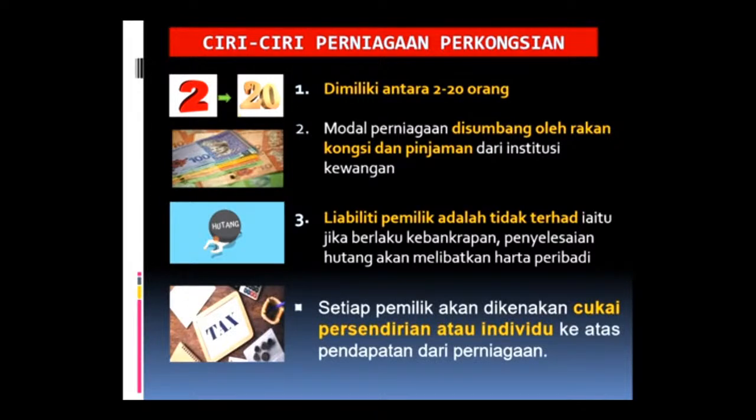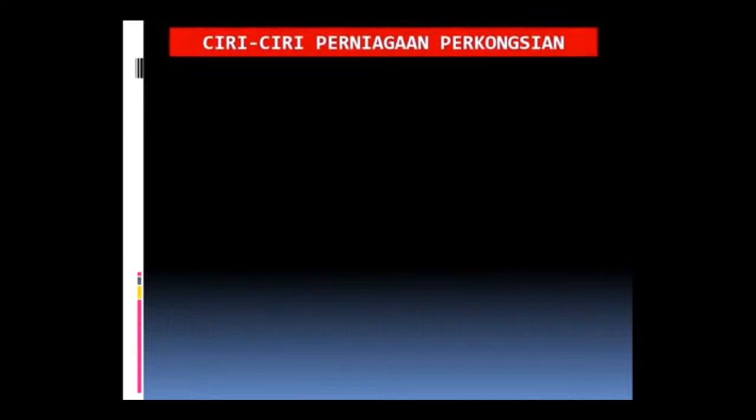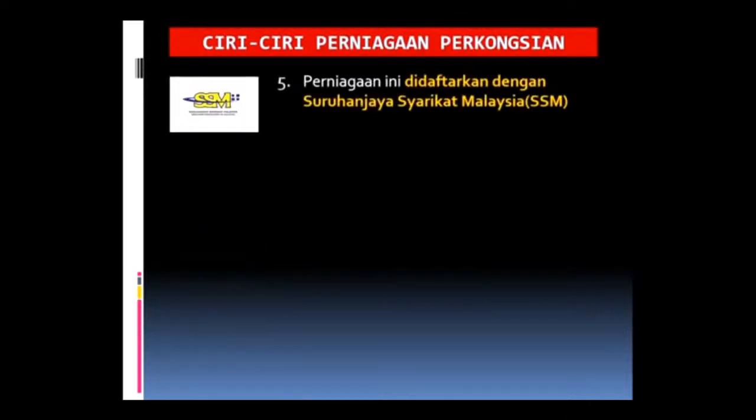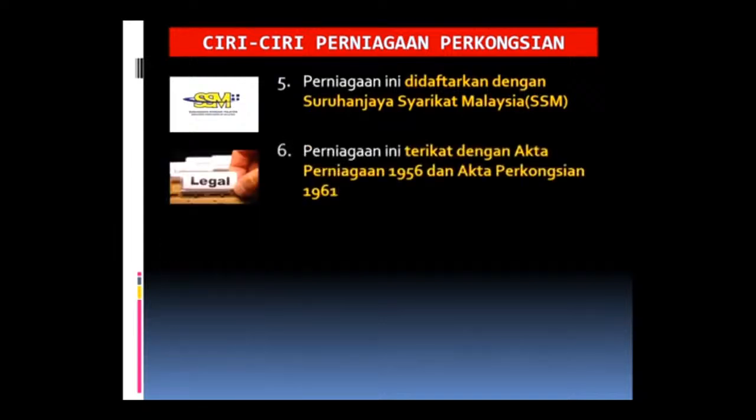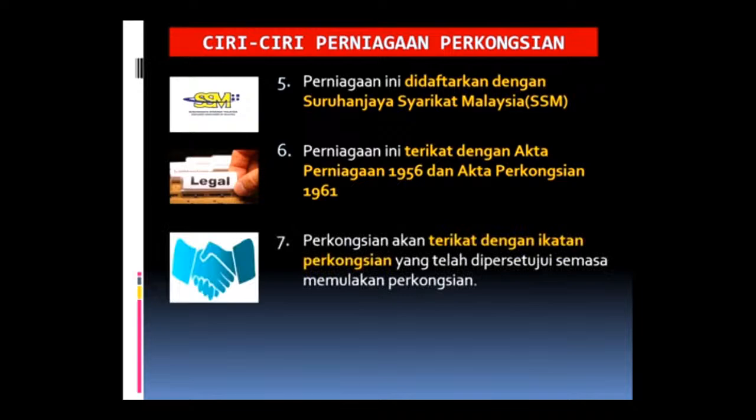Setiap rakan kongsi akan dikenakan cukai persendirian ataupun cukai individu ke atas pendapatan dari perniagaan perkongsian. Perniagaan perkongsian juga didaftarkan dengan Suruhanjaya Syarikat Malaysia. Perjalanan perniagaan perkongsian perlulah terikat dengan Akta Perniagaan 1956 dan Akta Perkongsian 1961. Rakan kongsi dalam perniagaan perkongsian juga terikat dengan ikatan perkongsian yang telah dipersetujui semasa memulakan perniagaan.